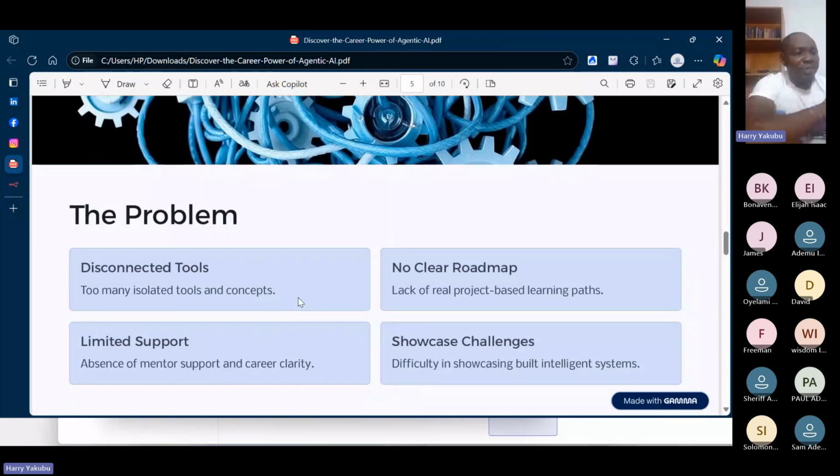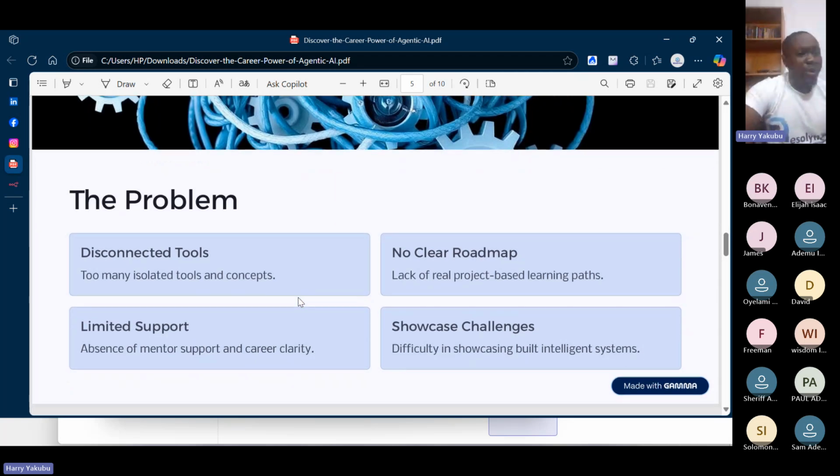So, no clear roadmap, lack of real project-based learning paths. Of course, towards the end of the training, like I said earlier, you'll be looking at something that shows what you can use this for, right? Limited support, absence of mentor support, and career clarity. That is why we are here. That's why I'm here to show you the path, because I have been there, done that. I'm here now showing you that I've been through this journey. I want to walk you through this journey so that you don't have to go through the stress we went through to gather some of this knowledge, right? Come walk through the path we've walked so that it becomes easier for you.